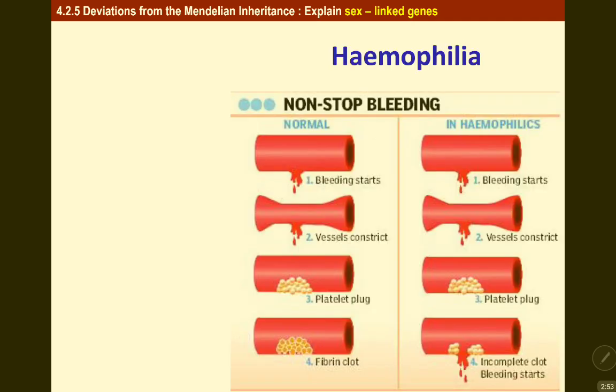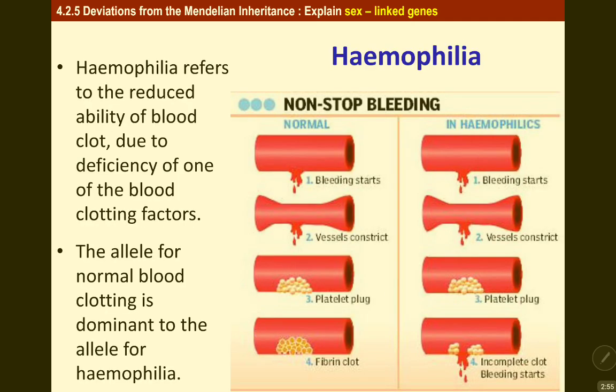Okay, one of the sex-linked diseases is known as hemophilia. Hemophilia means the blood in the patient is not easy to clot. Once they are injured, the blood will flow continuously. This is the result of normal blood clotting being prohibited.